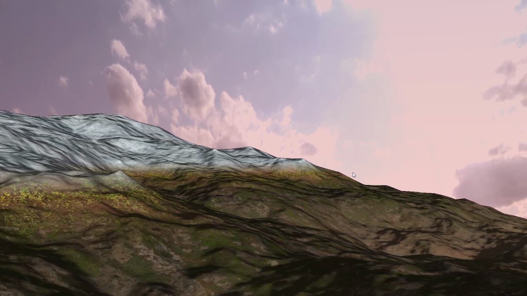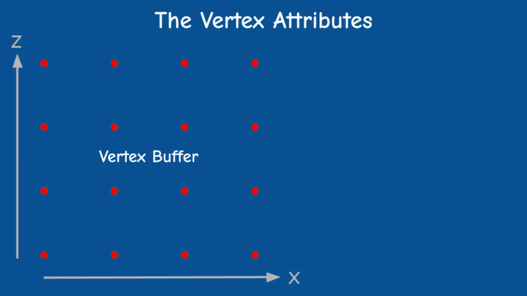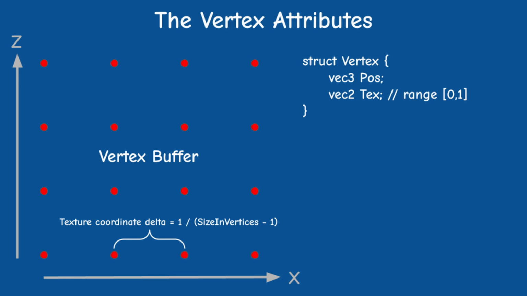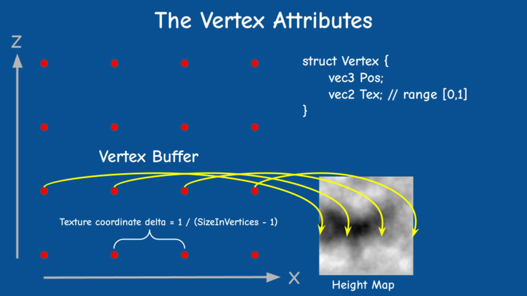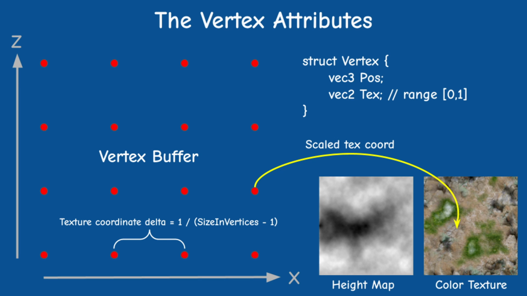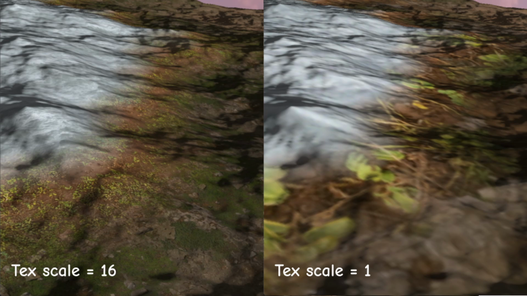Any value will work. The vertex itself is going to contain only 2 attributes, the position and the texture coordinates. The texture coordinates will go from 0 to 1, and the delta between neighboring vertices is of course 1 over the size of the grid in vertices. It has to be 0 to 1 so that we sample the height map correctly, but for the color texture we will scale up the coordinates by some value. Otherwise, the color will appear washed out.